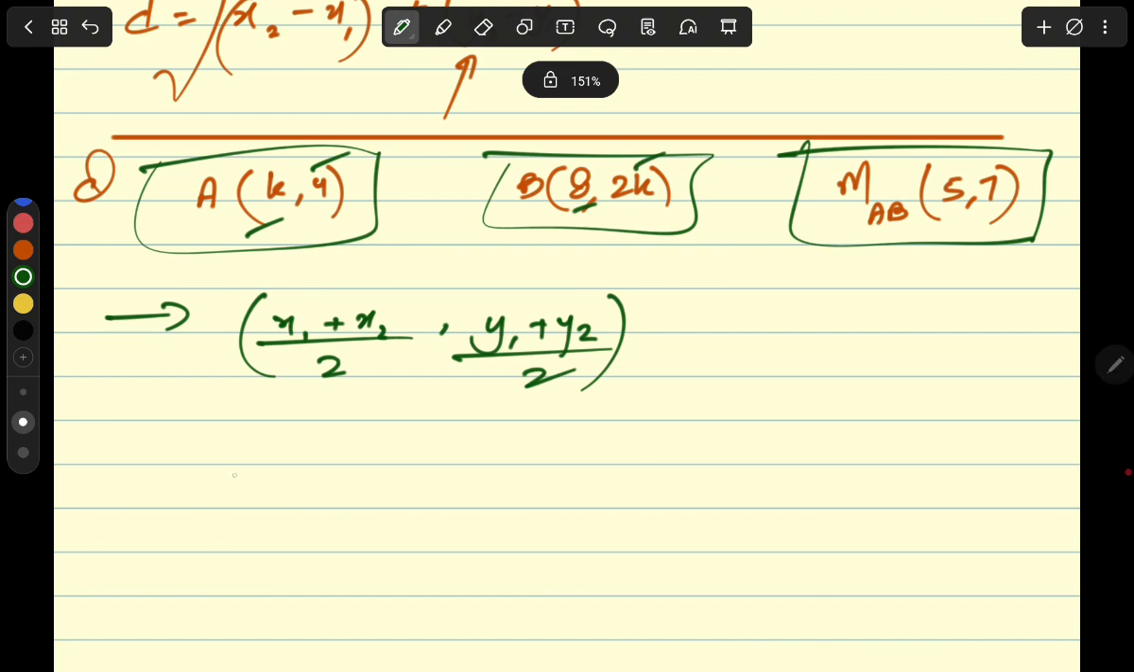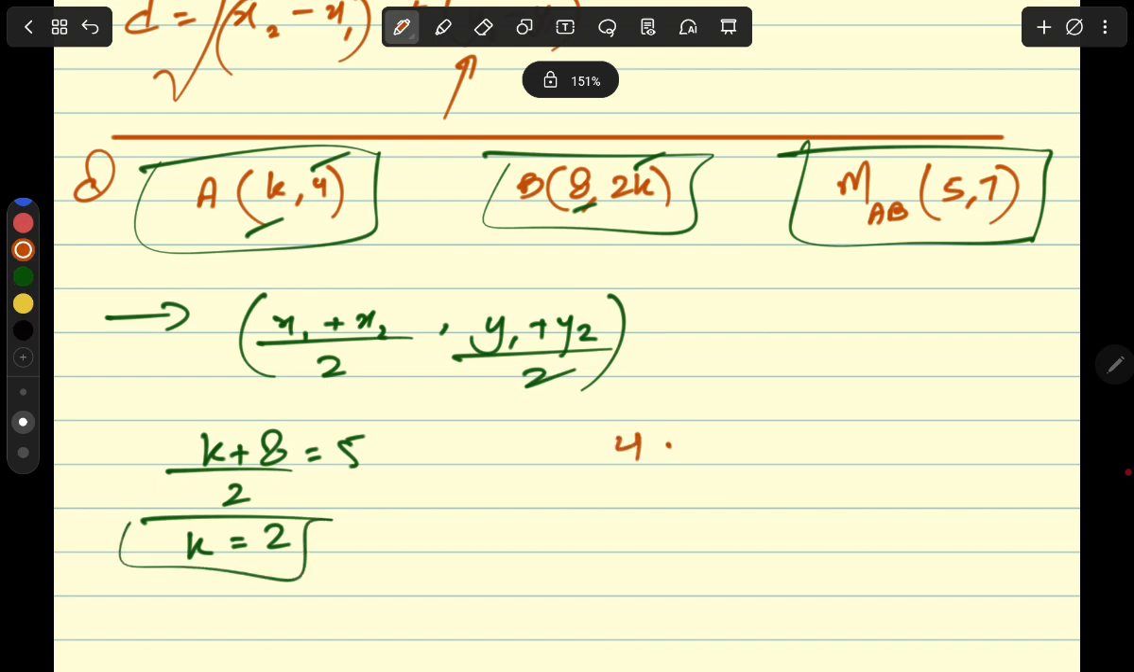So x1 plus x2, k plus 8 upon 2 gives us 5. This means that k is going to be equal to 2, and let's change color for y. The average of 4 and 2k must give us 7. So this is 2 plus k is equal to 7. So k must be 5.